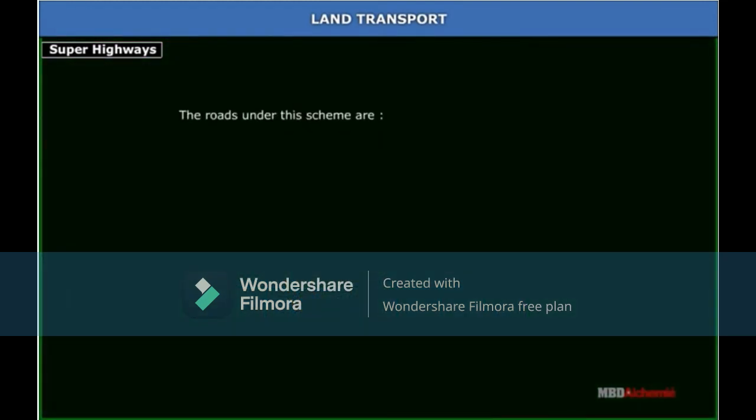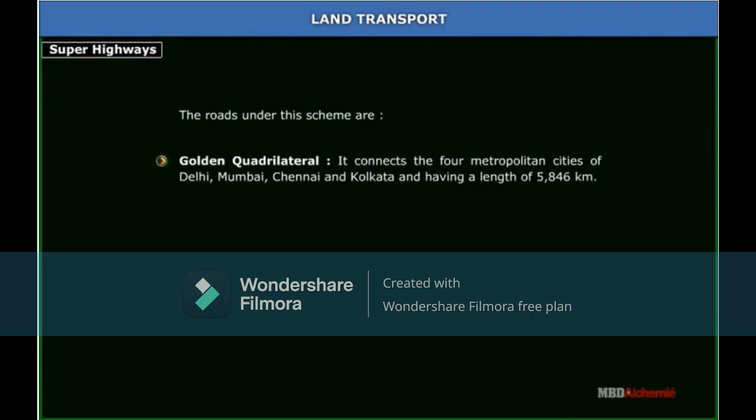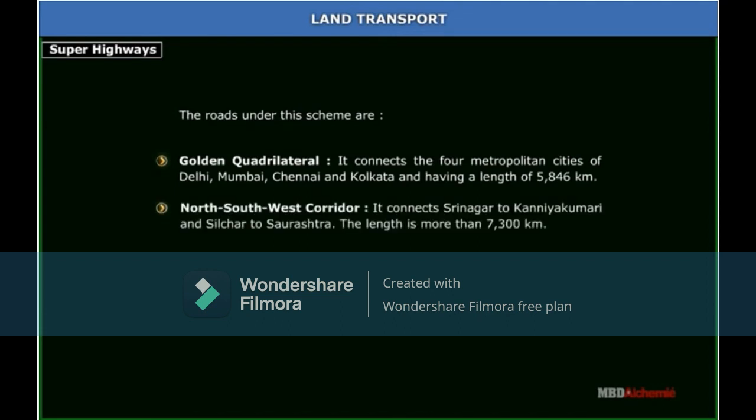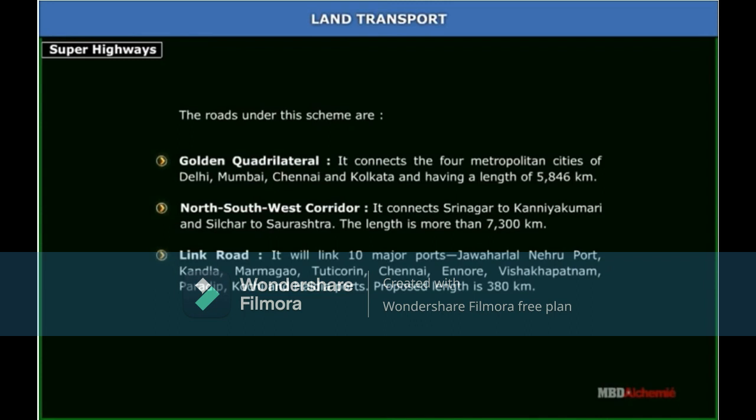The roads under this scheme are: Golden Quadrilateral. It connects the four metropolitan cities of Delhi, Mumbai, Chennai and Kolkata, and has a length of 5,846 kilometers. North-South-West Corridor. It connects Srinagar to Kanyakumari and Silchar to Saurashtra. The length is more than 7,300 kilometers. Link Road. It will link 10 major ports: Jawaharlal Nehru Port, Kandla, Marmagao, Tuticorin, Chennai, Ennore, Vishakhapatnam, Pradip, Kochi and Haldia ports. Proposed length is 380 kilometers.